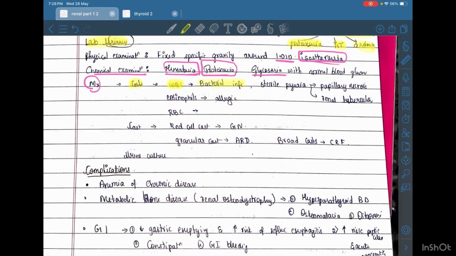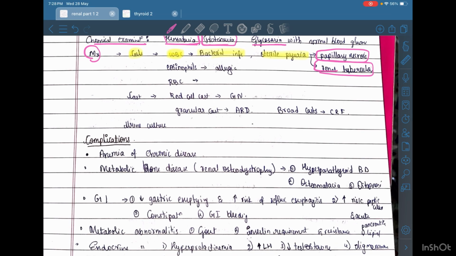Cells in the urine are usually white cells. If WBCs are present, then it indicates a bacterial urinary infection or sterile pyuria. Sterile pyuria is seen in papillary necrosis as well as renal tuberculosis. So WBCs are considered in bacterial infections, and sterile pyuria in papillary necrosis and renal tuberculosis. Then if it is eosinophils, then it is allergic.